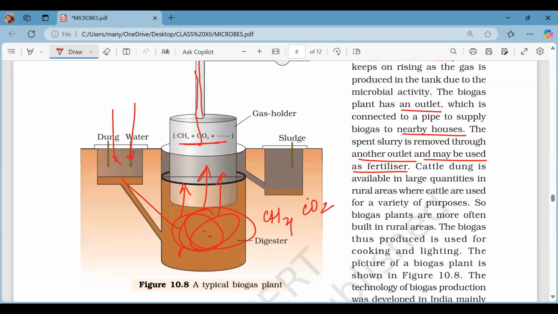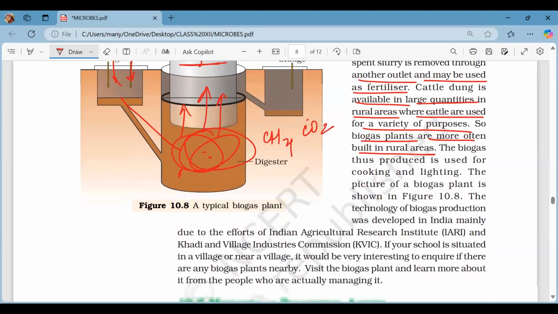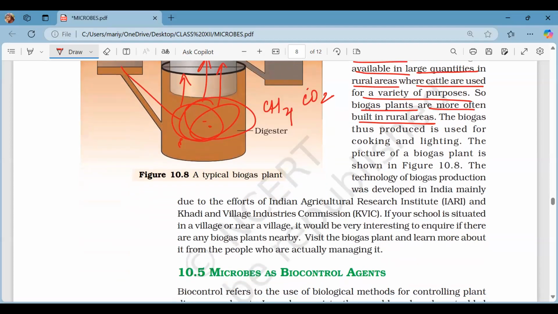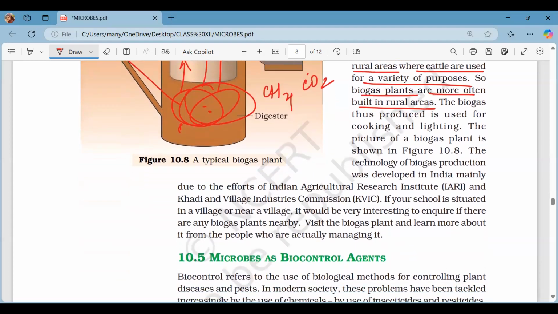Cattle dung is available in larger quantities in the rural areas, where cattle are used for a variety of purposes. So biogas plants are more often built in rural areas, because in cities there is not much cattle walking around. The biogas thus produced is used for cooking and lighting. You see the picture of a biogas plant here.